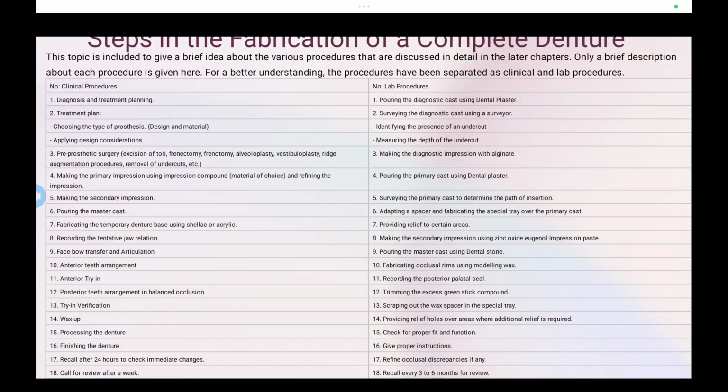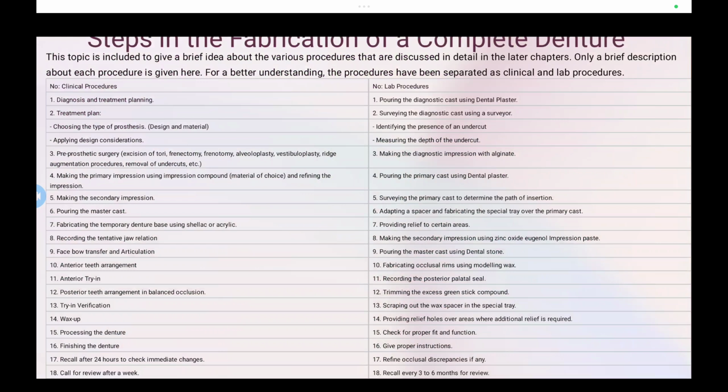Now, final steps in the fabrication of a complete denture. Now it is differentiated into the clinical procedure and the lab procedure. First, clinical procedure involves diagnosis and treatment planning of the patient.